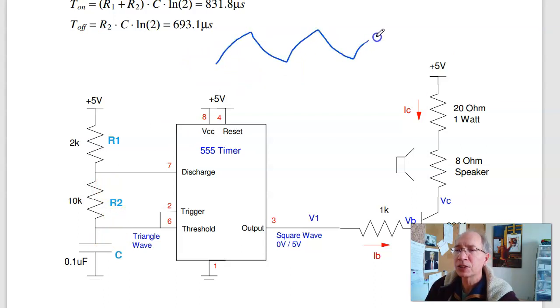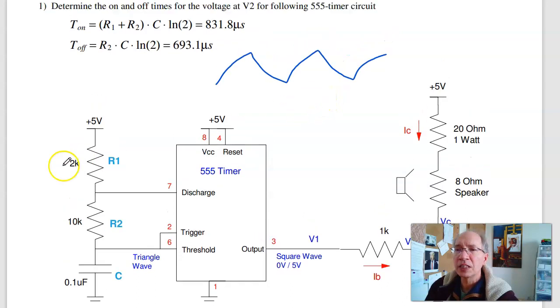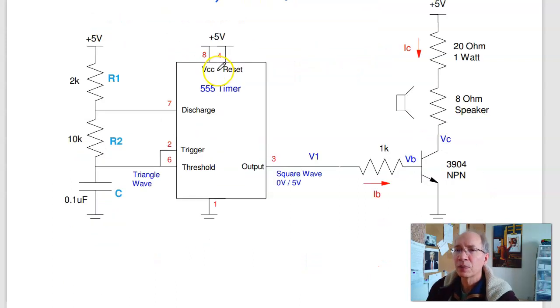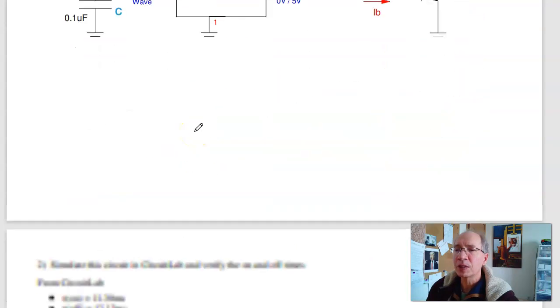Charge, discharge. To calculate the on time, I charge through R1 and R2, so the on time will be the sum of the resistors, times C, times log of 2. And where the log of 2 comes from is I'm going to drop by half. So this is an exponential decay, drops by half, take the log, you get log of a half. Anyway, that's the equation. So it should be on for 831 microseconds. I discharge through R2, off for 693 microseconds. Not exactly a 50-50 square wave. So that's my timer computations.